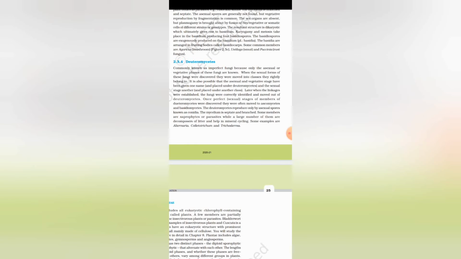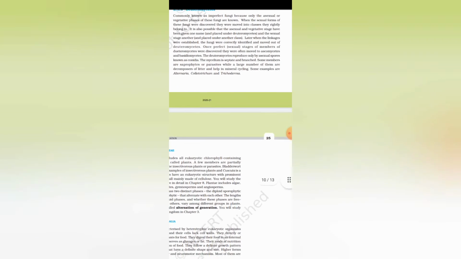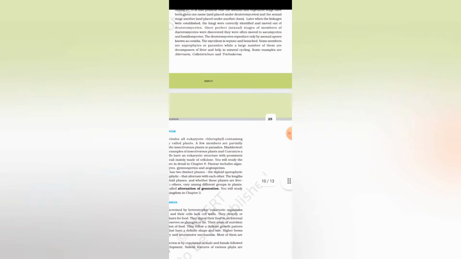The Deuteromycetes reproduce only by asexual spores known as conidia. The mycelium is septate and branched. Some members are saprophytes or parasites, while a large number of them are decomposers of litter and help in mineral cycling. Some examples are Alternaria, Colletotrichum and Trichoderma.